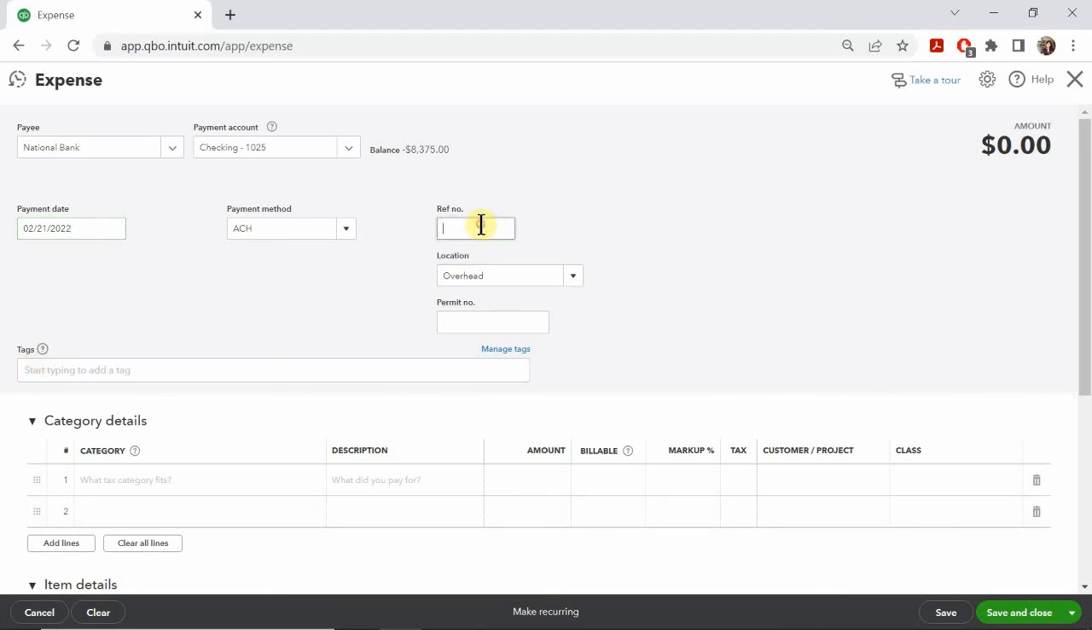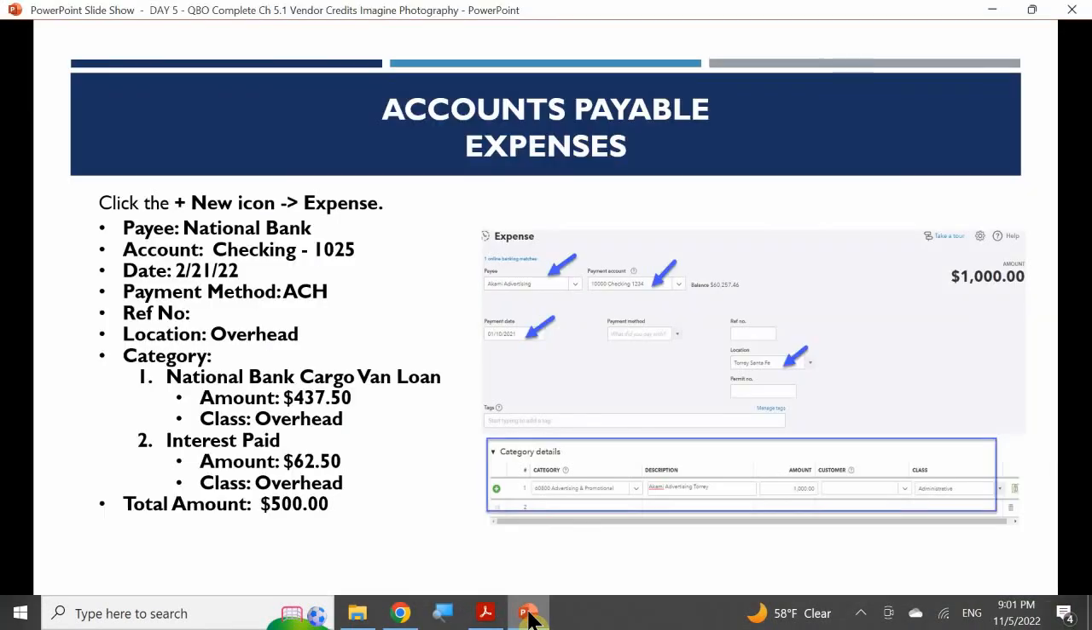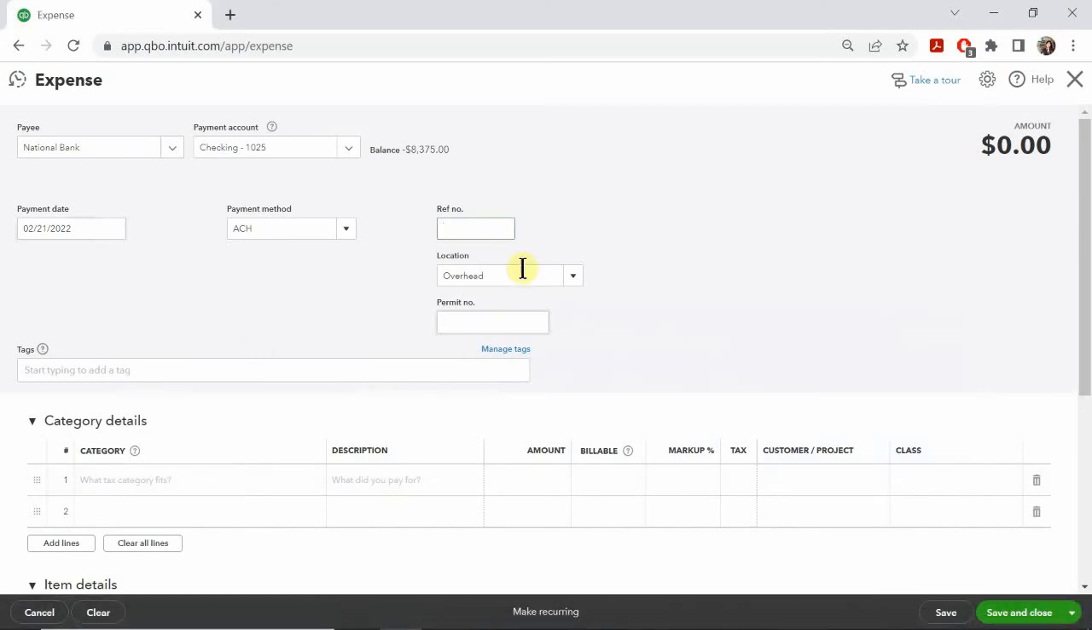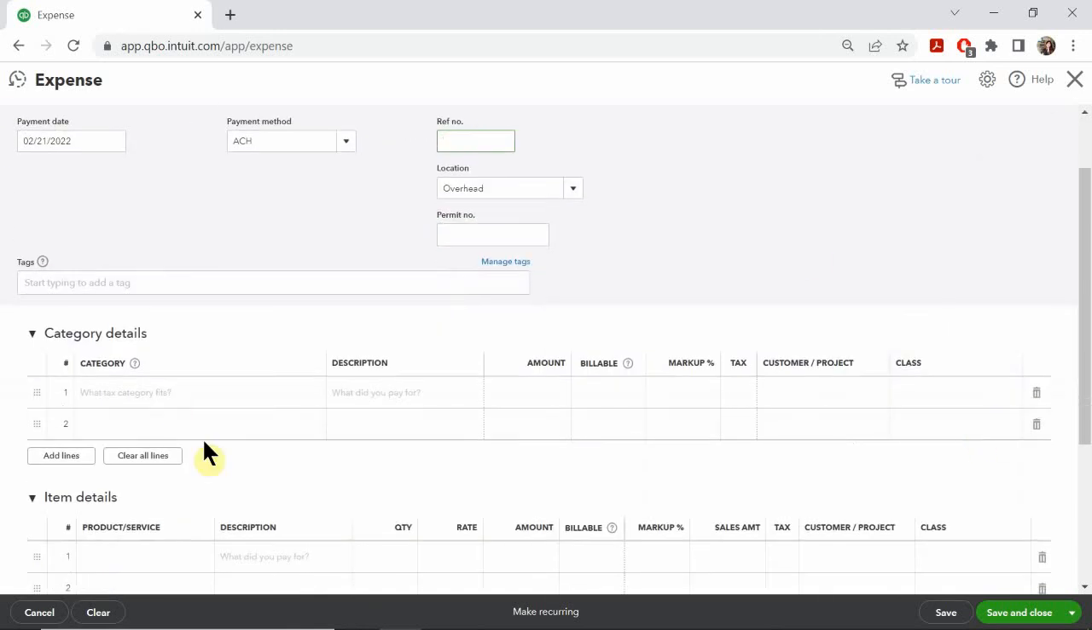Okay? Reference number. So again, this is going to be whatever bill number is on your actual bill, right? And again, it's going to be for overhead because you're paying for both stores. And then, of course, you're going to pay the National Bank cargo van loan, okay? So again, overhead, right? Now, in this case, it doesn't tell me how much I need to pay because I haven't listed out the amounts yet.